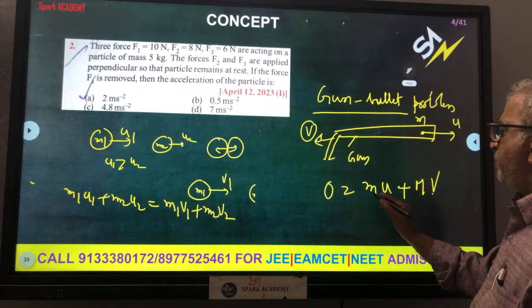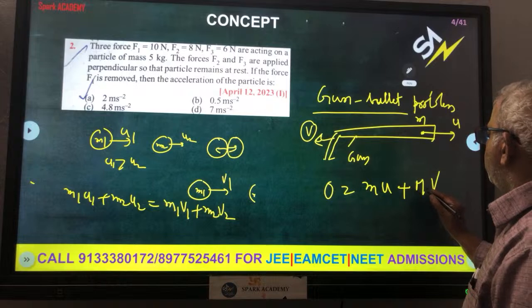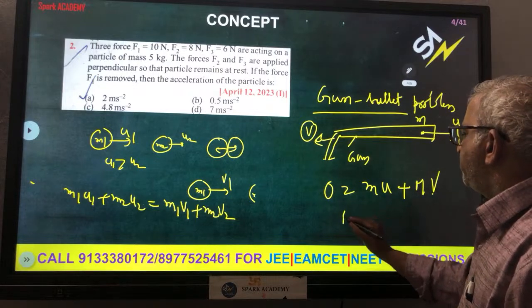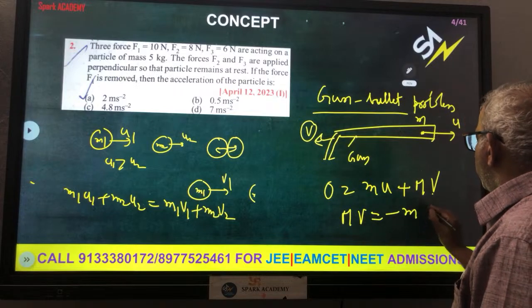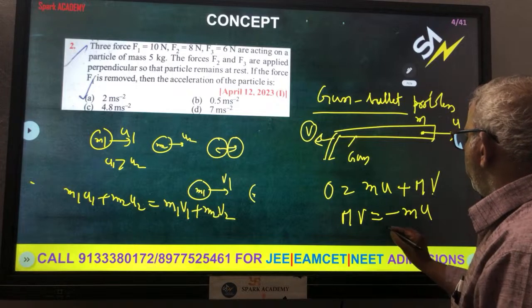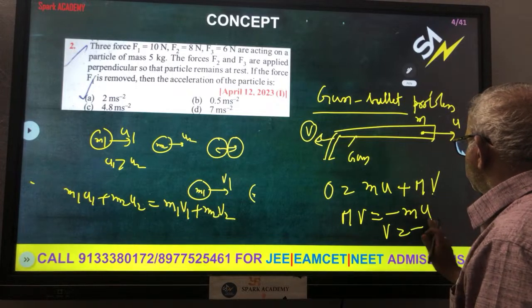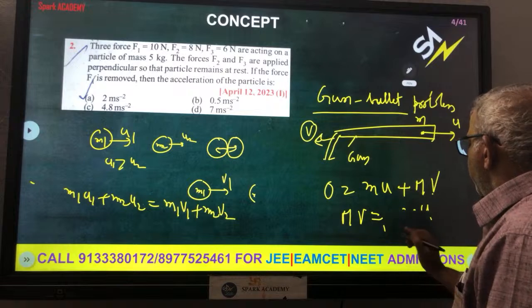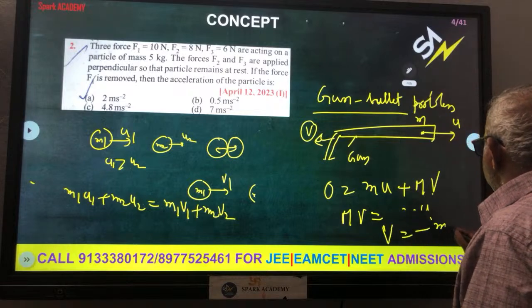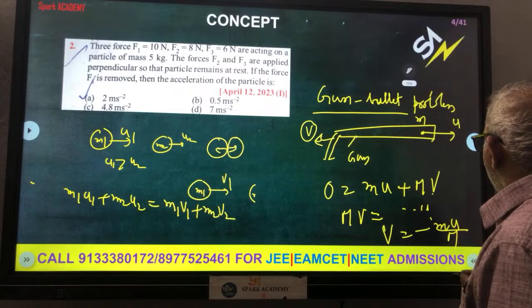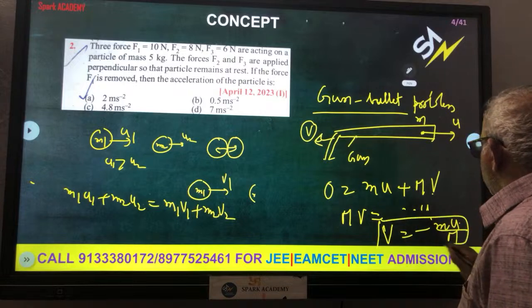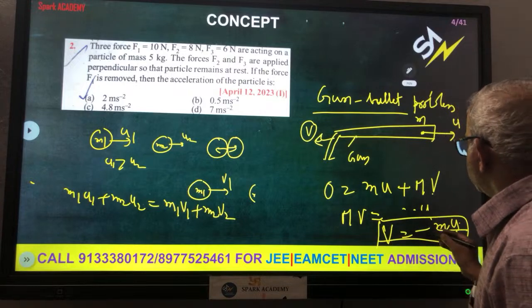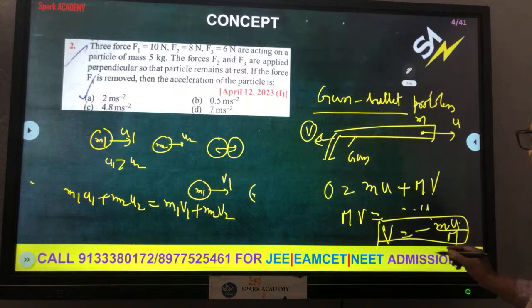Small m is the mass of the bullet, u is the velocity of the bullet, capital M is the mass of the gun, V is the velocity of the gun. Therefore, this equation says mu plus MV equals 0, so MV is equal to minus mu. So V is equal to minus mu by M. Small m is the mass of the bullet, u the velocity of the bullet, capital M the mass of the gun. This is called the formula for velocity of the gun. Recoil means going backward. You take the magnitude, mu by M. This is conservation of momentum.